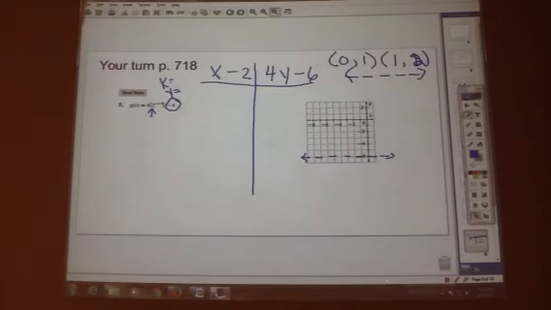If I put 0 in for x, I'm going to get negative 2. If I put 1 in for y, I'm going to get negative 2. 1 in for x, I will get negative 1. 2 in for y, I will get 2. Then we will plot those 2 points, negative 2, negative 2, negative 1, positive 2. So I know my graph is going to go through those 2 points, and it's going to get very, very close to my horizontal asymptote without touching it.